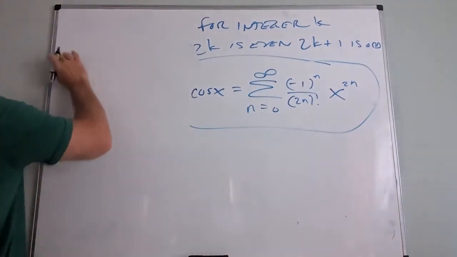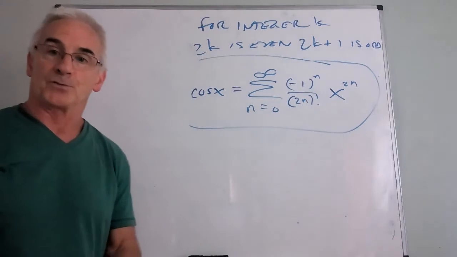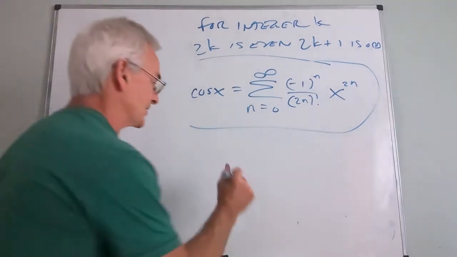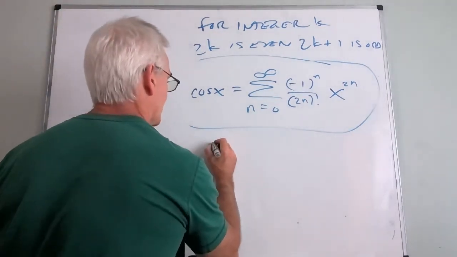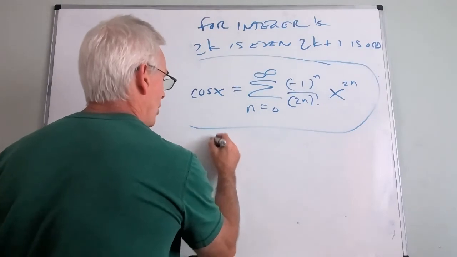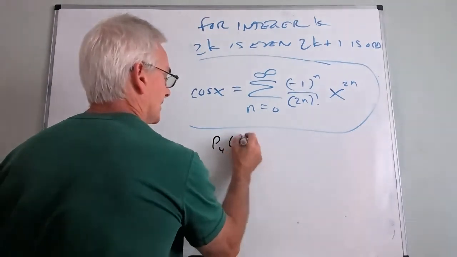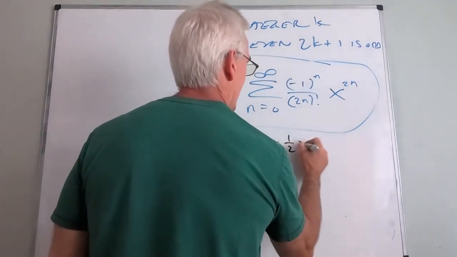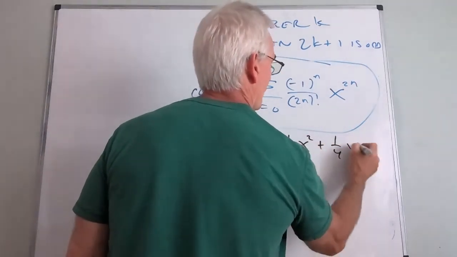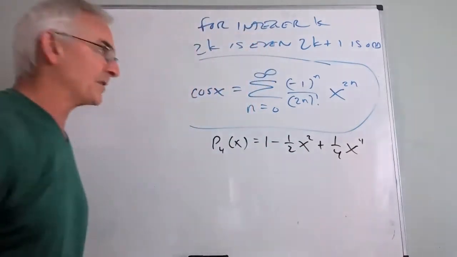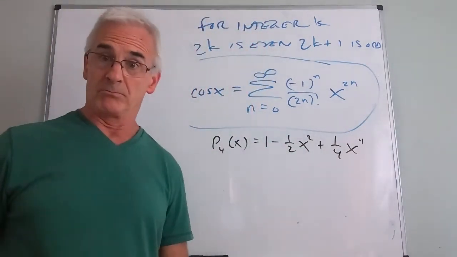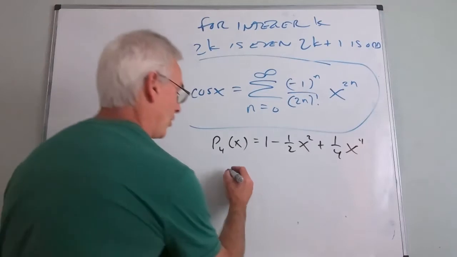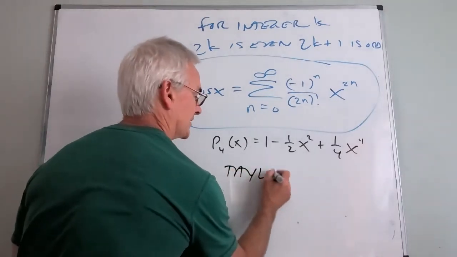Here's what I'd like to do. If I only write the first few terms, in the last case I just did, we'll call it P4 of x. That means the fourth degree polynomial. We said it was 1 minus a half x squared plus 1 over 24 x to the fourth. That's a fourth degree polynomial. Agreed?